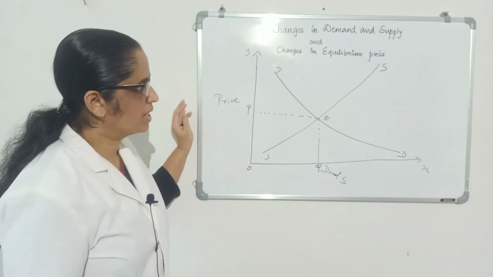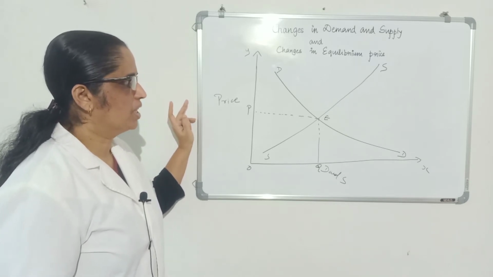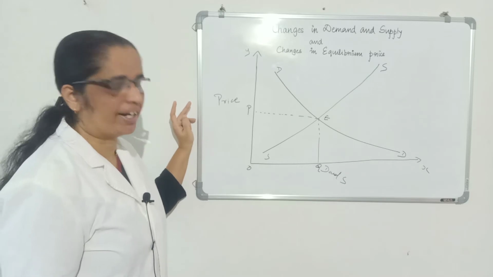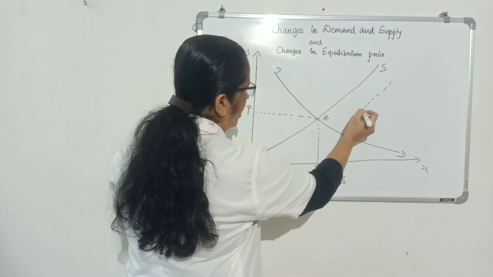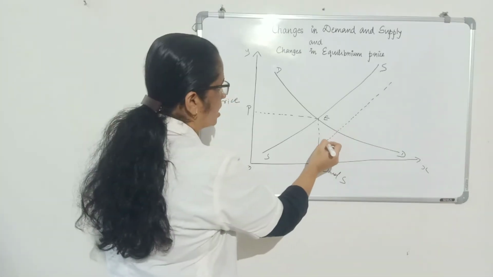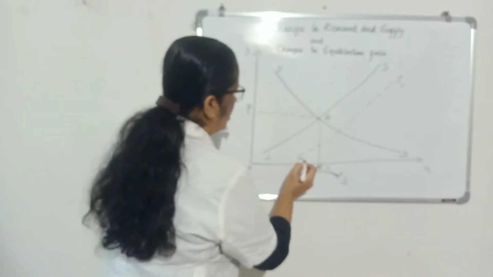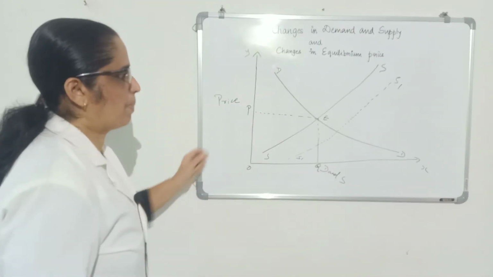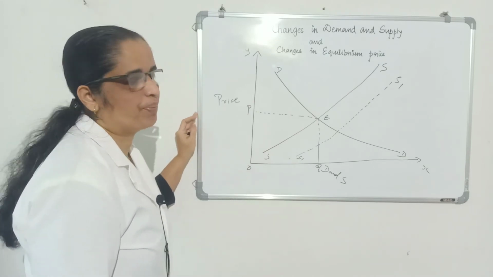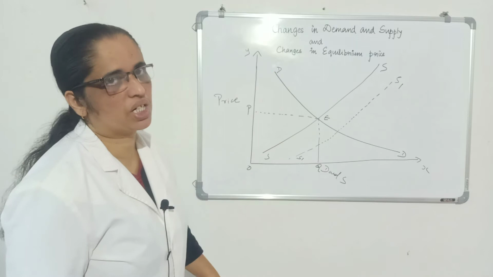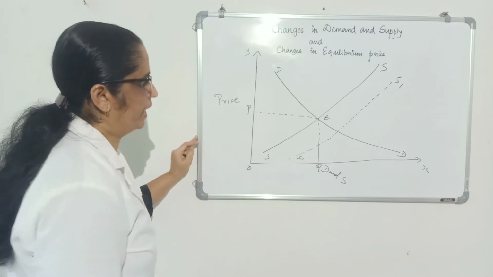What is the analysis? Suppose supply shifts. Today let us take supply shift to the right. Supply increases. Rightward shift of the supply curve, S1. As you know, supply increases. Supply shifts to the right. Rightward shift of the supply curve. Demand held constant. Analyze its impact on equilibrium price and quantity.